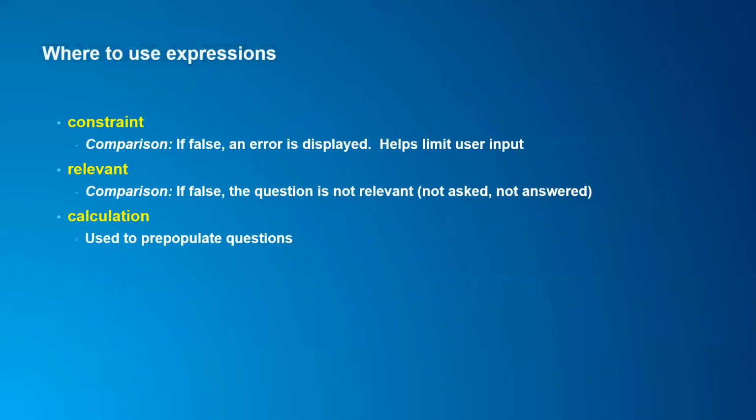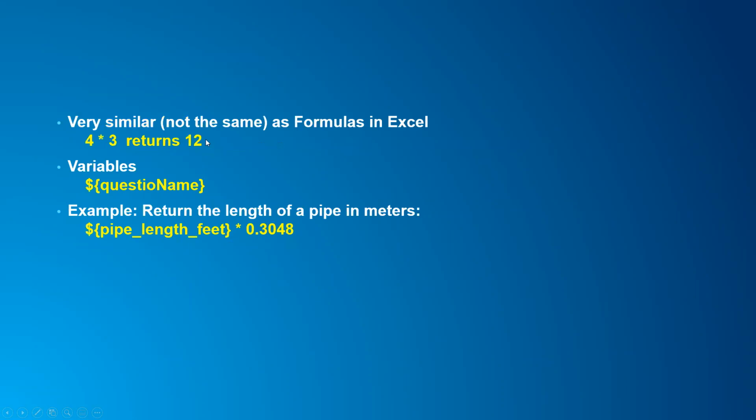You can calculate things. Those calculations and expressions can be used to constrain what's in a field. You have to put a number between 1 and 26 or whatever. They can tell you when to hide or show a field in the survey. So you can do if X is greater than 5, show this or not. And you can calculate things as well. Here's some examples of those expressions.